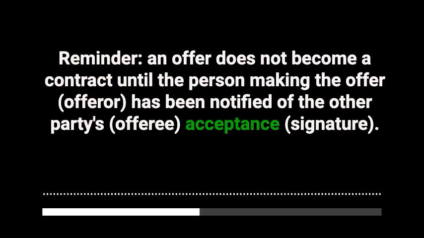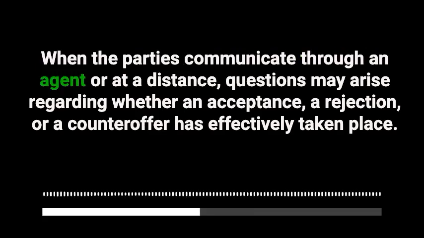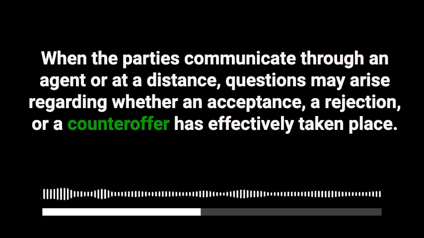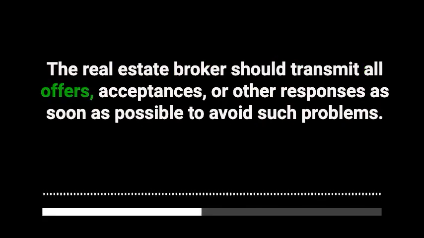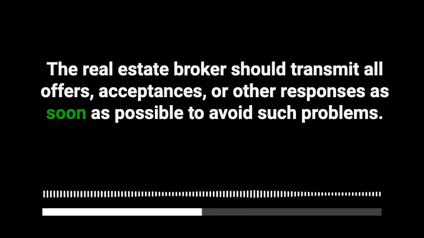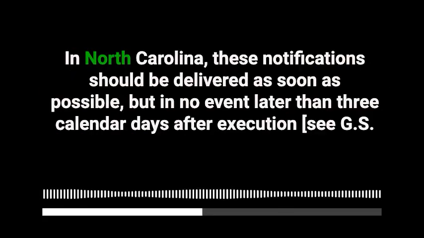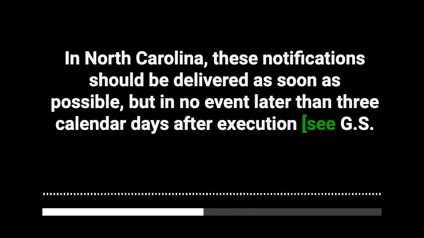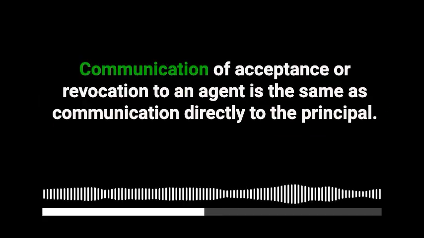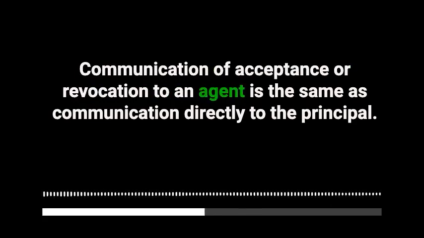When the parties communicate through an agent or at a distance, questions may arise regarding whether an acceptance, a rejection, or a counteroffer has effectively taken place. The real estate broker should transmit all offers, acceptances, or other responses as soon as possible to avoid such problems. In North Carolina, these notifications should be delivered as soon as possible, but in no event later than 3 calendar days after execution. Remember that as an agent, a real estate broker stands in the shoes of the principal. Communication of acceptance or revocation to an agent is the same as communication directly to the principal.